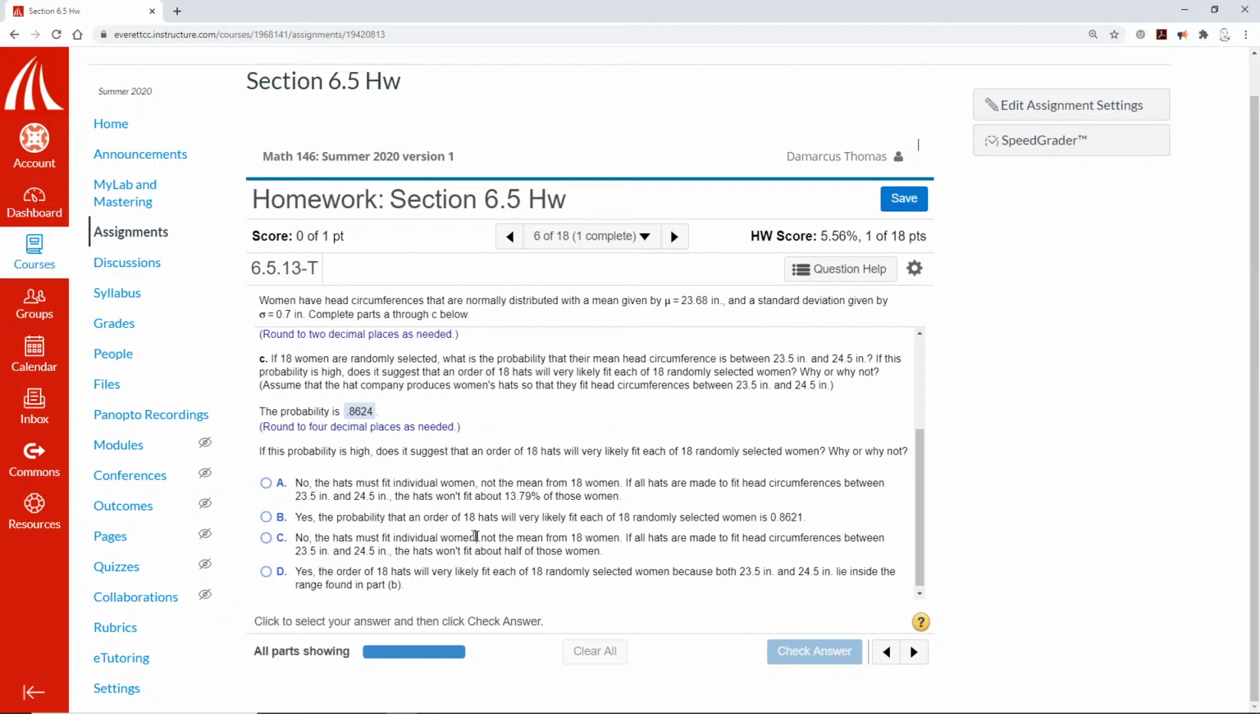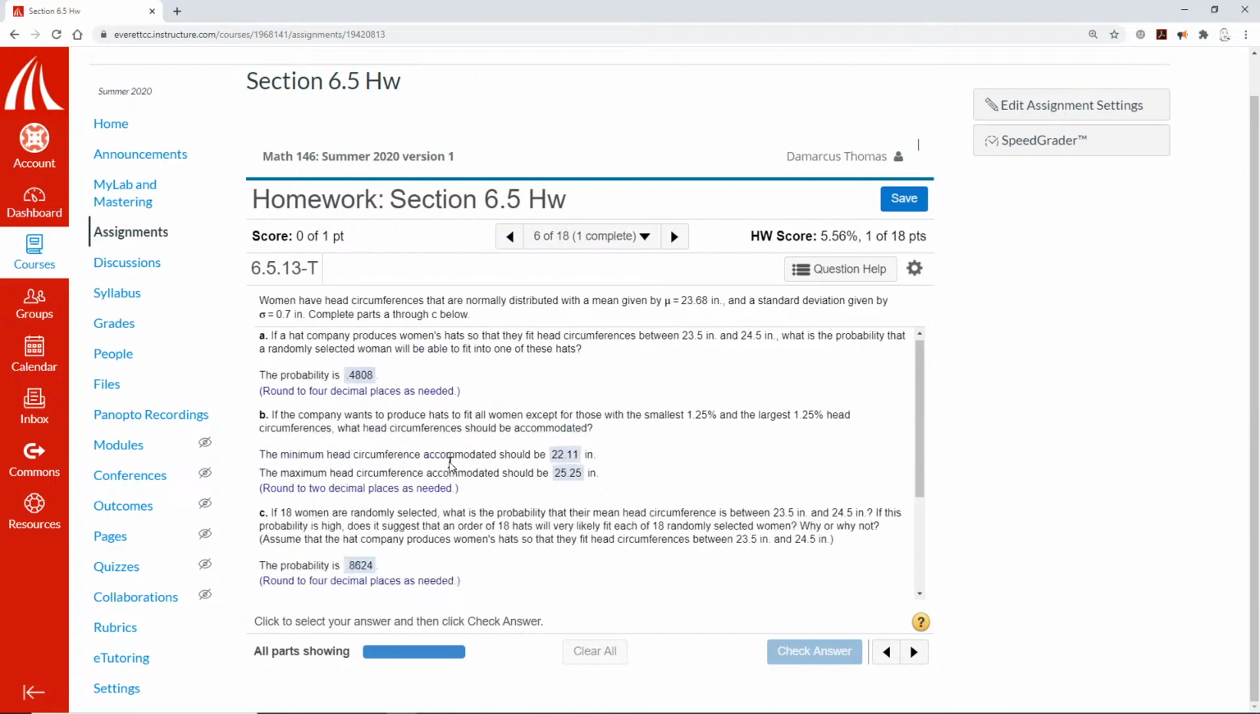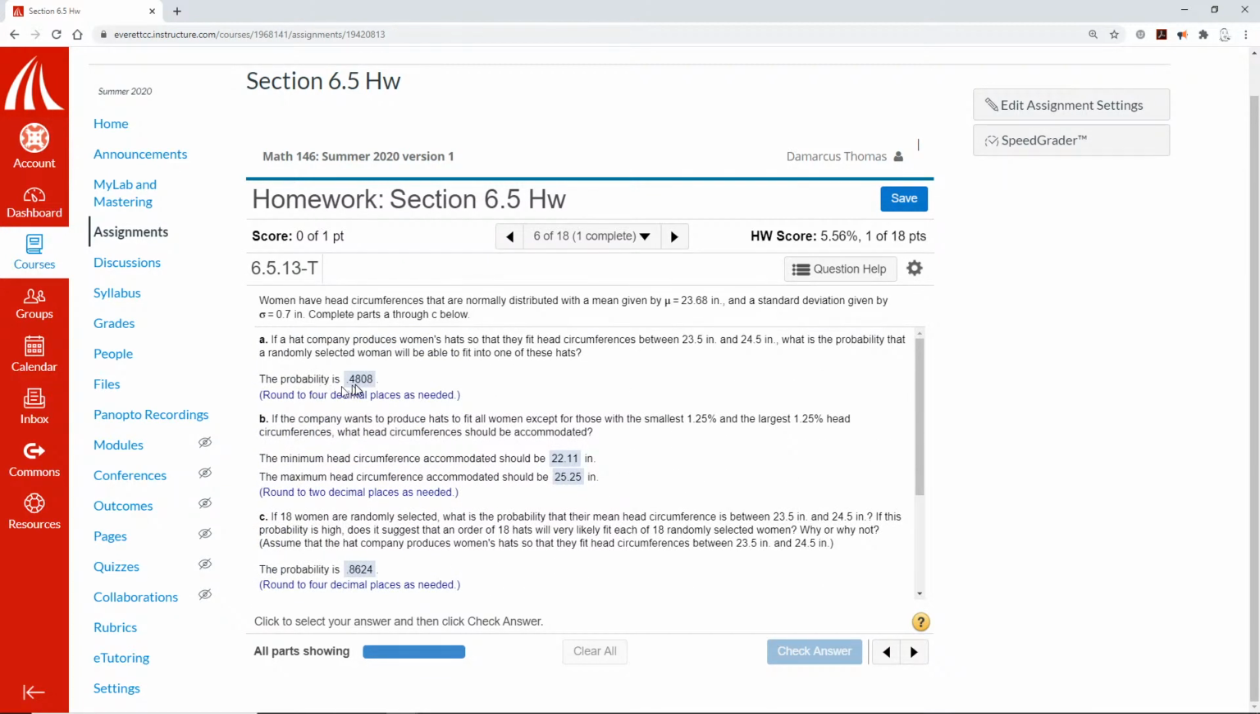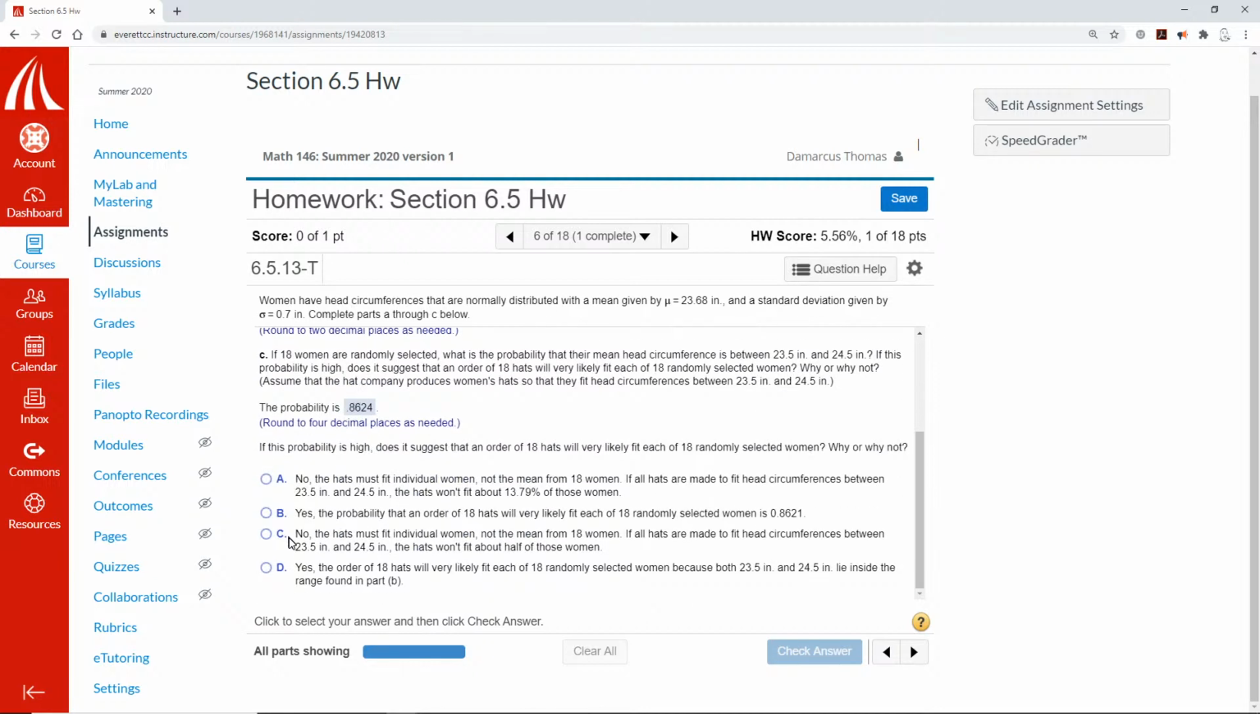No, the hats must fit individuals, not the mean for 18 women. If all the hats are made to fit head circumference between, it won't fit about half. I wouldn't say half, but well, that's actually the answer in this part. So the probability for one single randomly selected woman is going to be 0.48, so almost half. C is actually good too. C is a nice choice too. And then D, yes, the order of 18 hats will very likely fit each of 18 randomly selected women because 23.5 and 24.5 lie inside the range found in B.